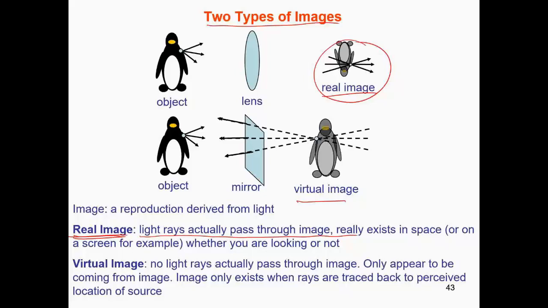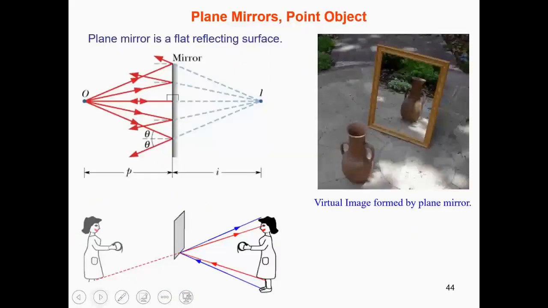Virtual image is the image formed by diverging rays, just like that. The best example is the image formed by a mirror. The plane mirror is an example of it. It is a virtual image because you can see the face right behind the mirror, but your face doesn't really exist behind the mirror, because it just appears to come from here. So that's why it is called virtual image.